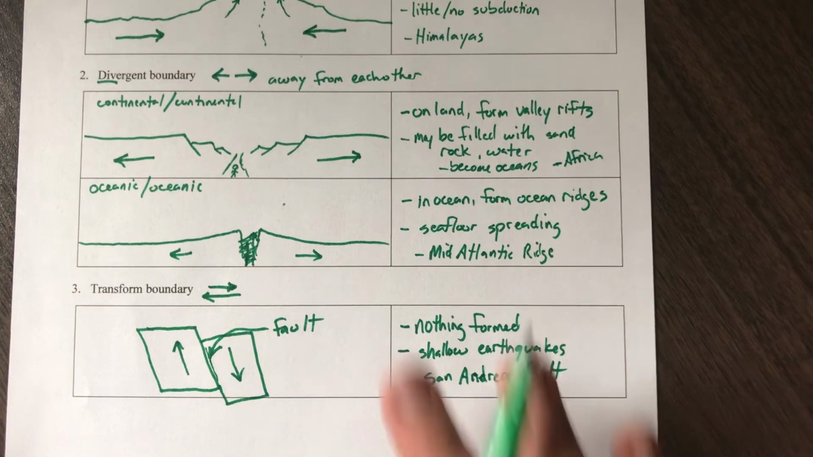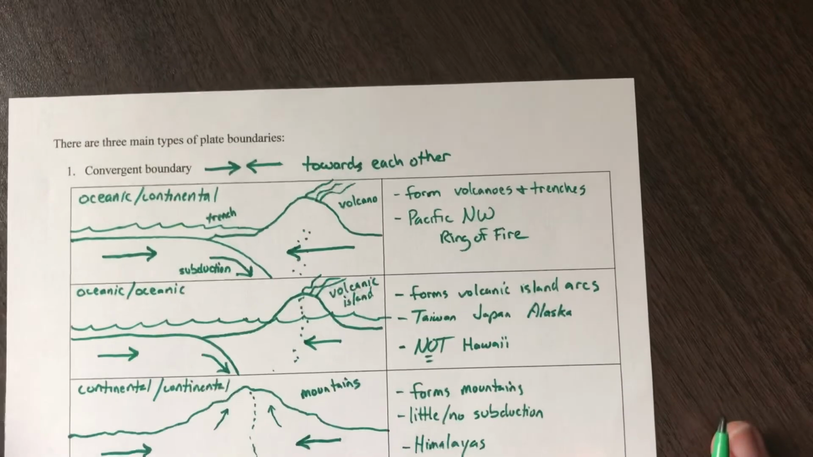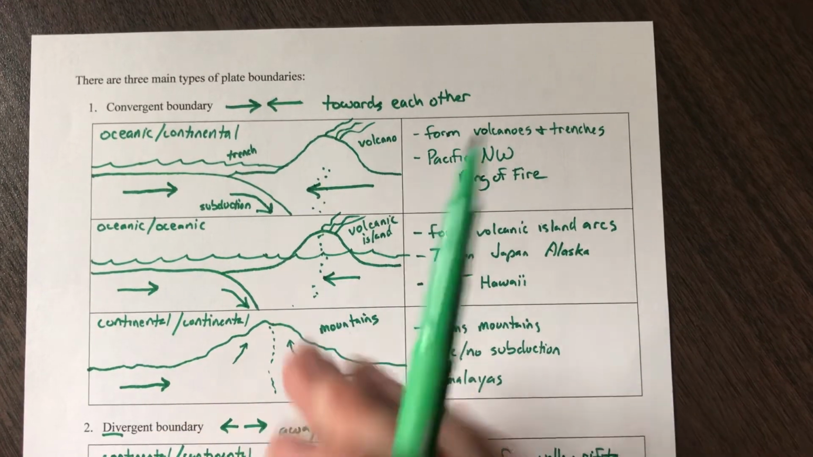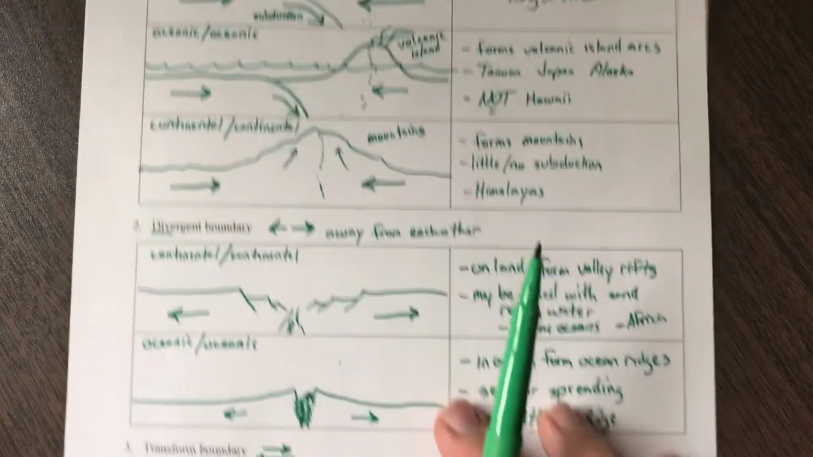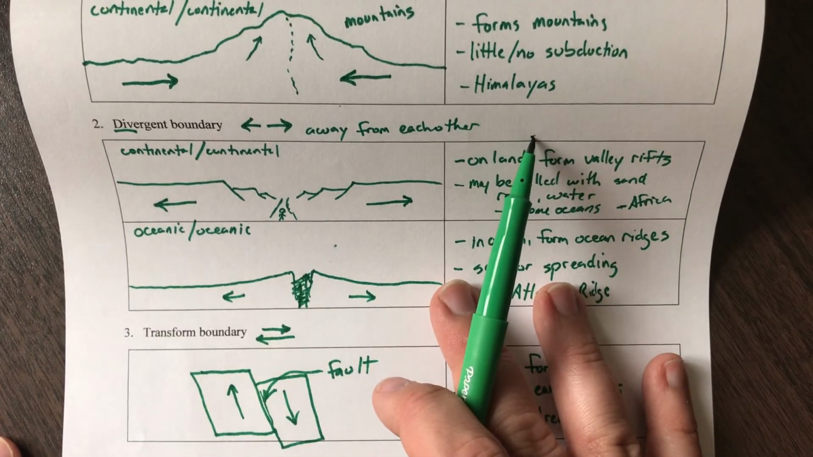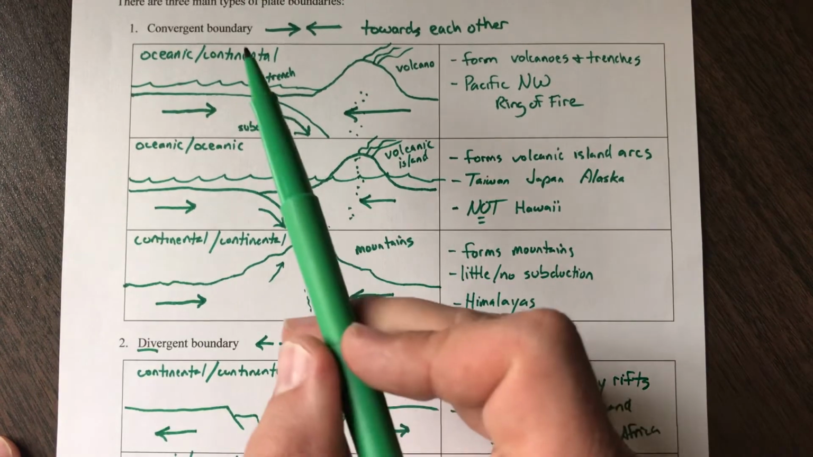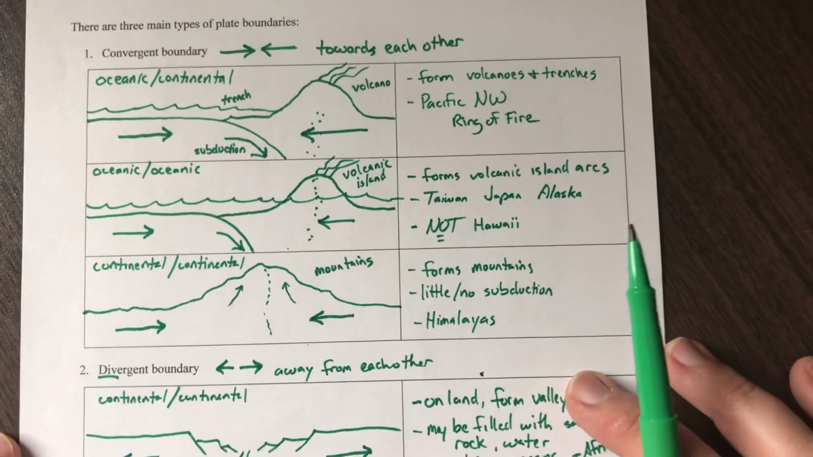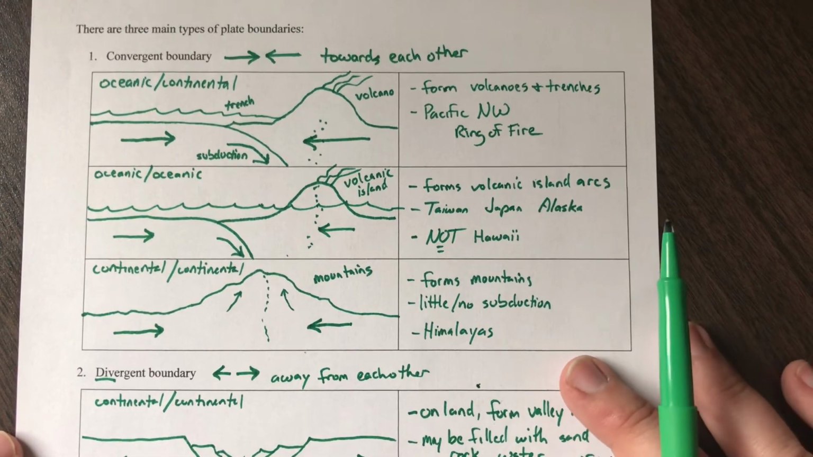Okay? Now, as we look at this sheet, you have three key types of boundaries. Convergent, which means going toward, divergent, which means going away, and then your transform, where they're sliding side by side. Remember how they're named? They're just named by what the plates are doing as they interact. You're going to use this on this week's packet and next week's packet.